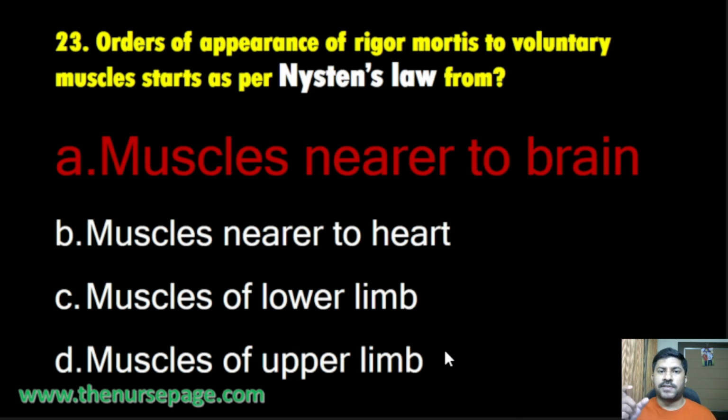Rigor mortis of the voluntary muscles occurs as per Nysten's law, starting from the muscles near the brain. So the eyelid muscles start first, then the neck, then the jaw muscles, and it goes on like that.